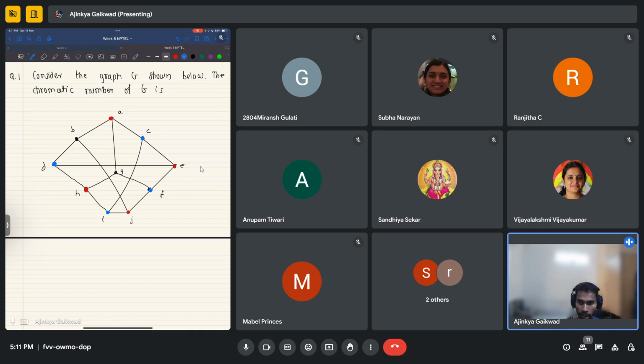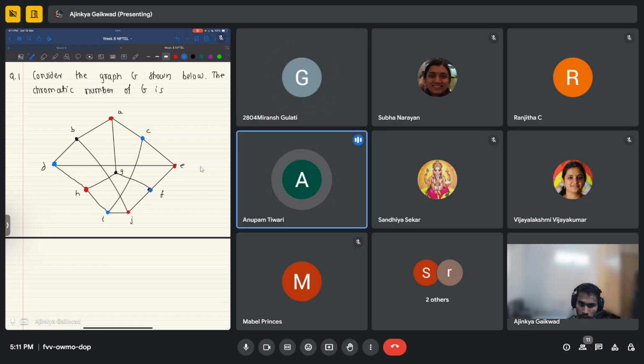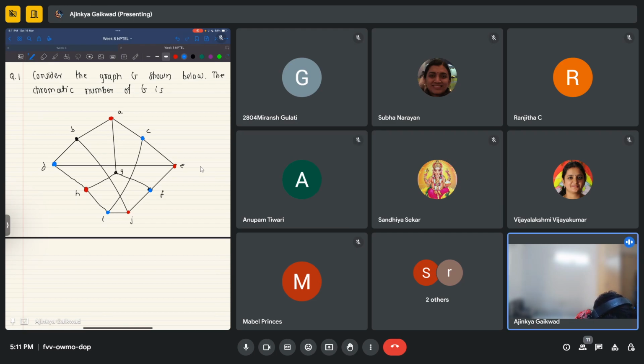Can anyone tell me why? Is there any problem with this much coloring? Yes, I and C. I need to put two different colors for I and C. Okay, so let me put green color here.